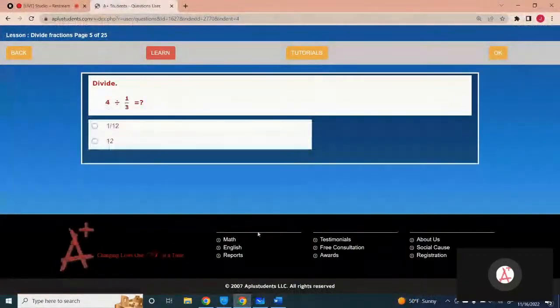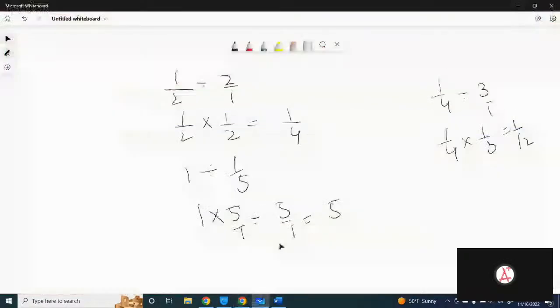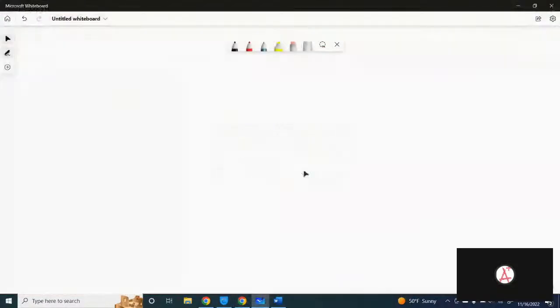Okay, the next one is again 4 divided by 1 over 3. Okay, replace the division sign with the multiplication one. Then you have to take the reciprocal of the term right after the division sign. It would be then 3 over 1. So 4 times 3 is 12 and 1 times 1 is 1. Got it? So the answer is 12.